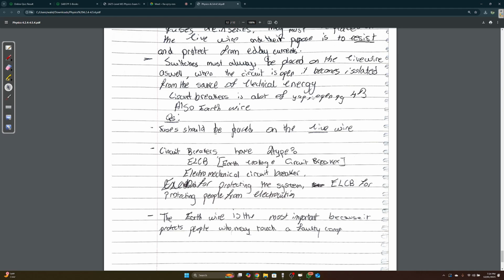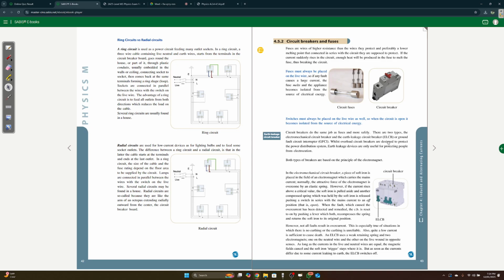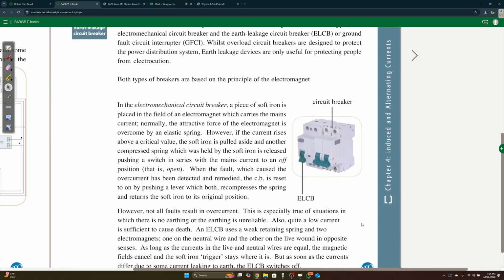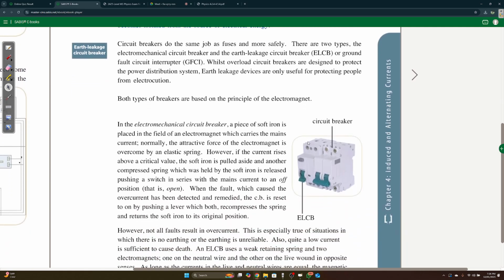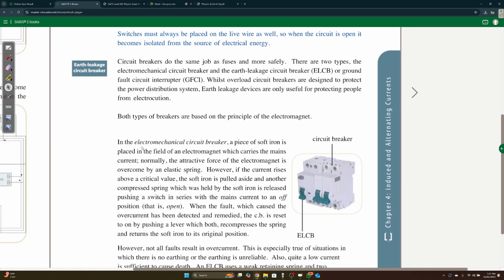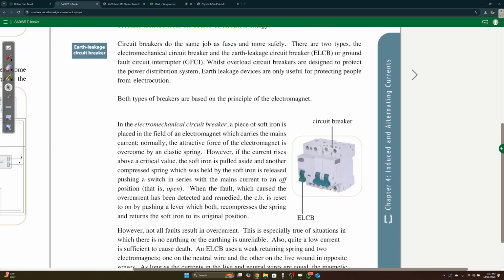I said circuit breakers, open page 43, okay. Over here. Okay, so in summary, for circuit breakers, this is what a circuit breaker looks like, and there's one in the circuit breaker board that we spoke about earlier. A circuit breaker is extremely important. There are two types. There's something called an overload circuit breaker, and there is the earth leakage circuit breaker. Very, very easy from the word.